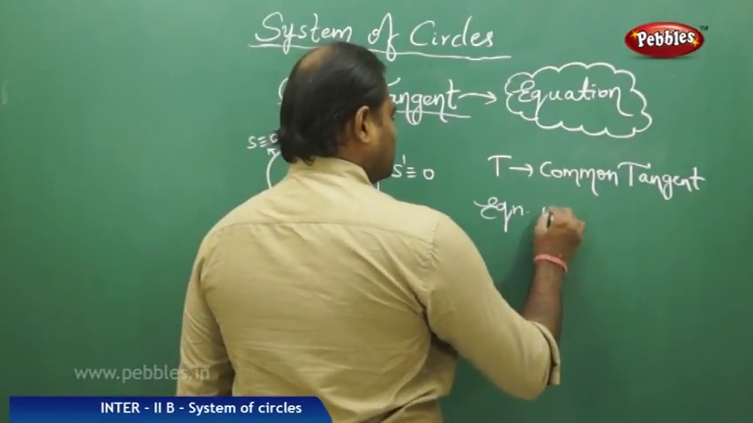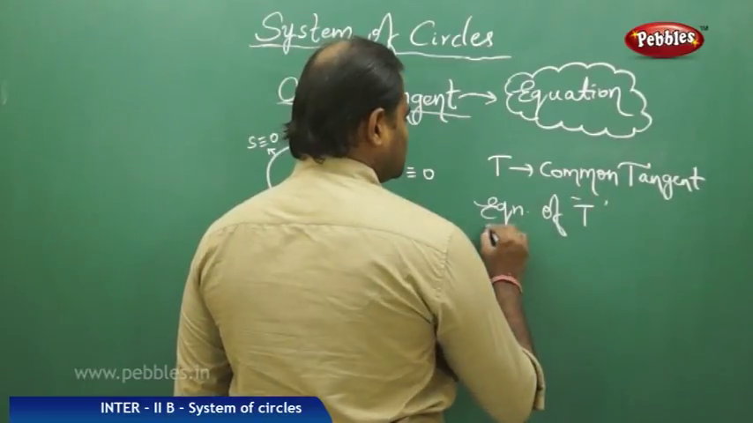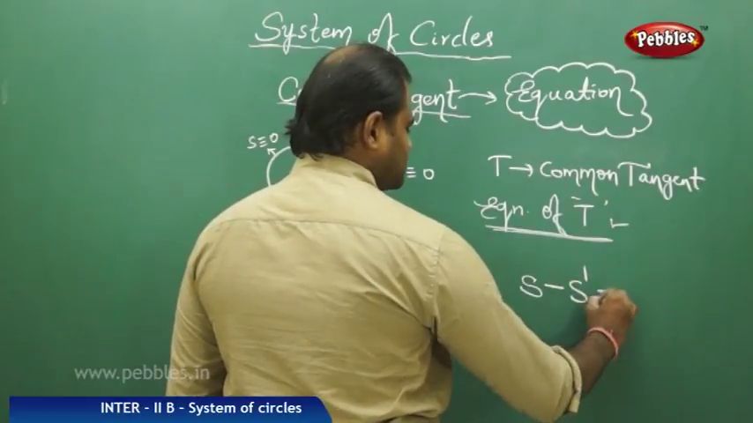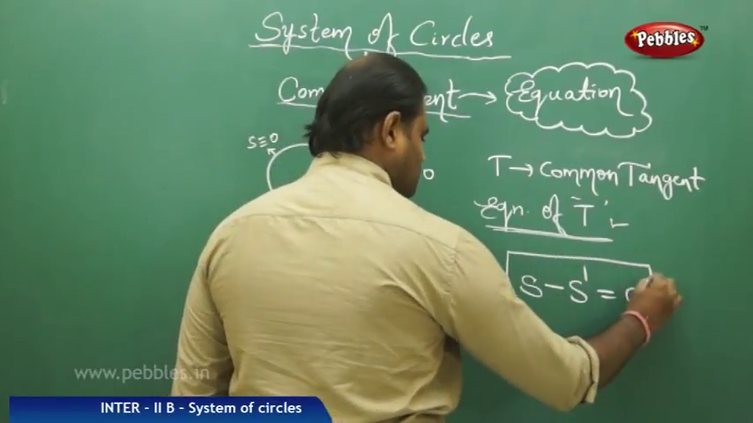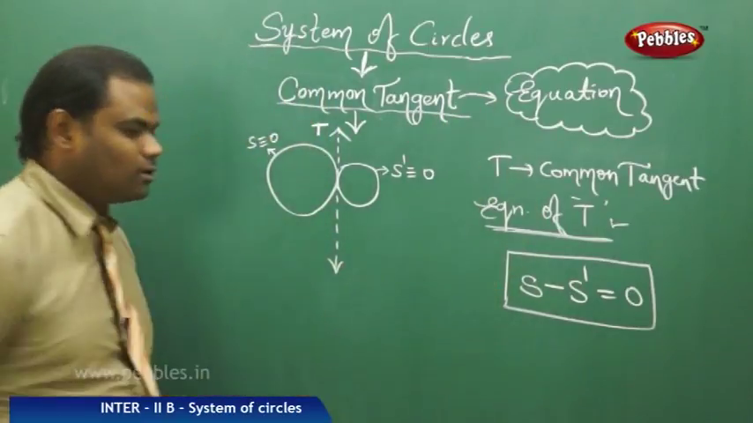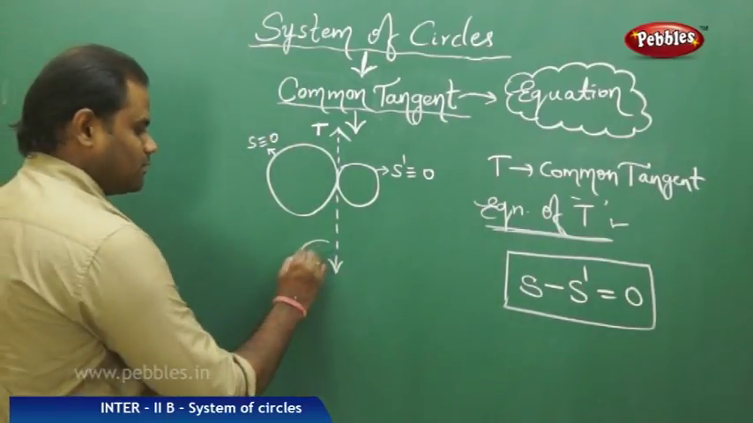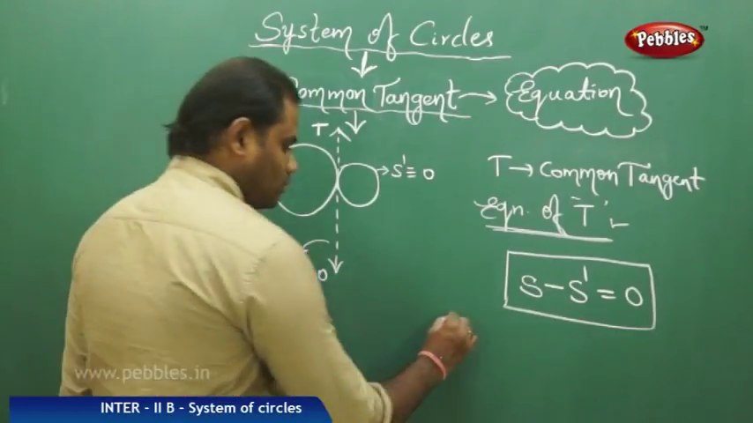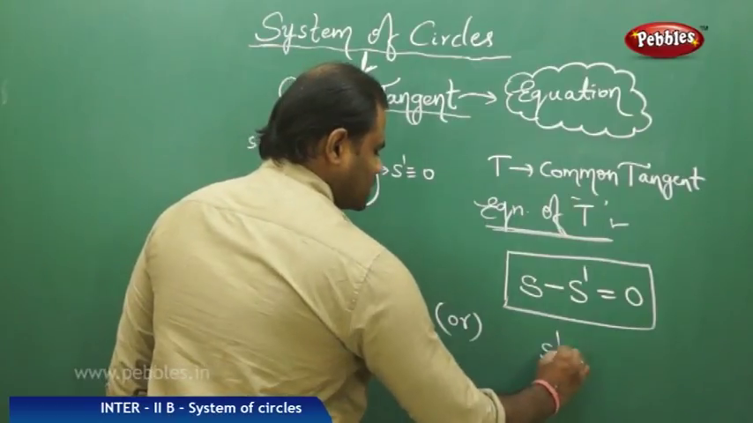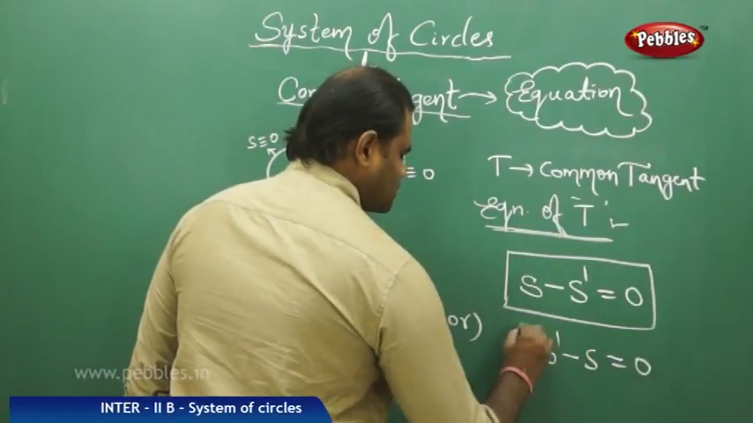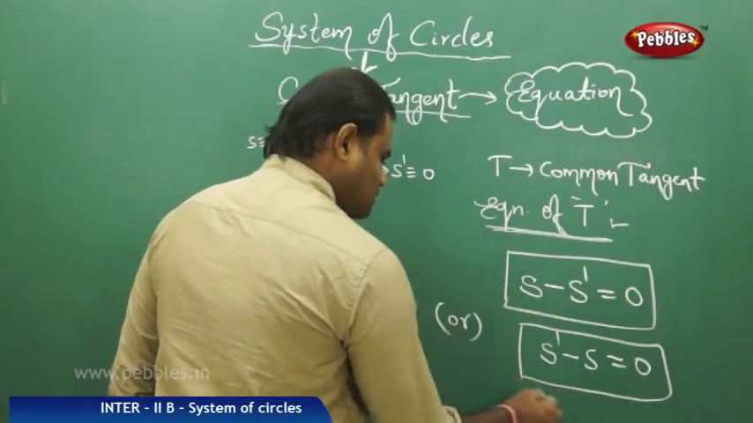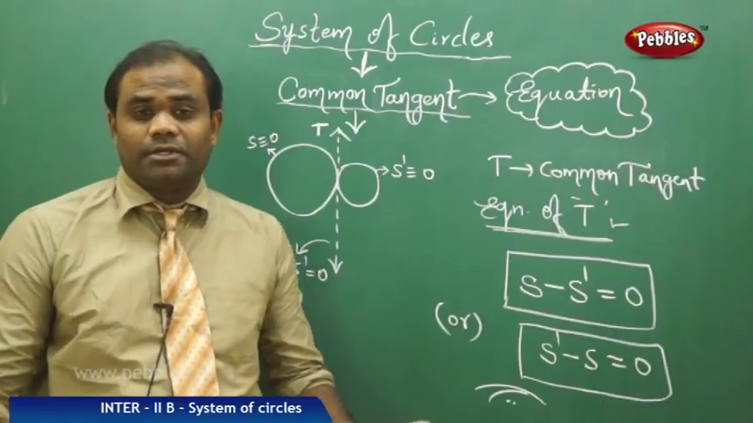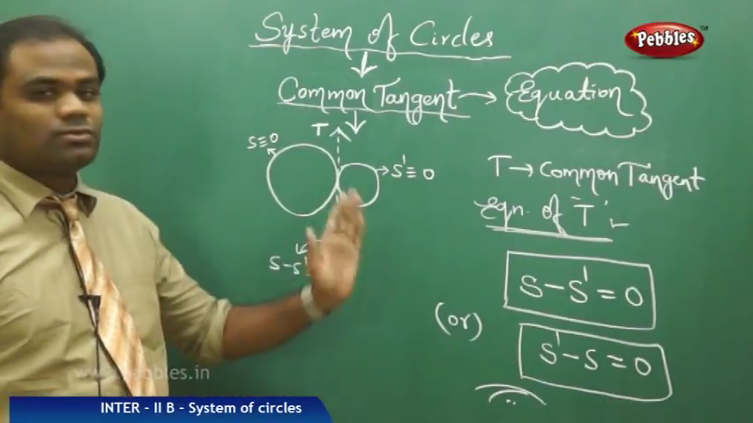The formula for finding equation of common tangent T is, we have S minus S dash equal to 0 is the equation of common tangent, which is given by S minus S dash equal to 0, or this can also be given as S dash minus S equals 0, is how we understand the equation of common tangent for the two circles.